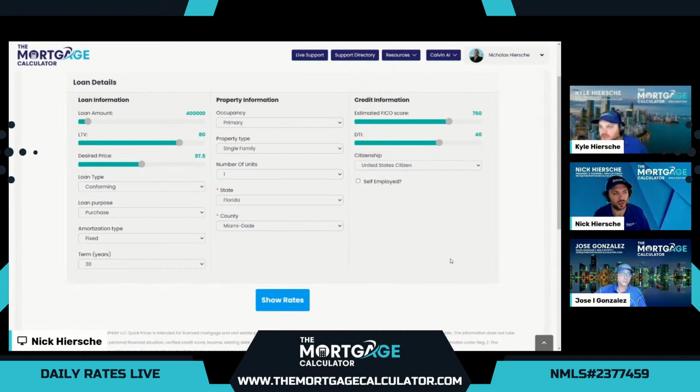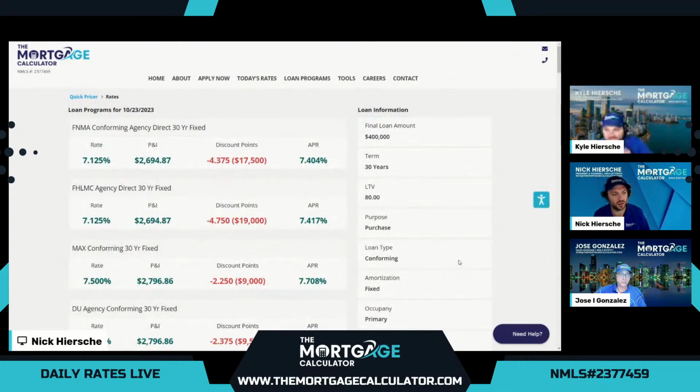So let's see what the conventional rates are this morning. I believe that's a touch lower than they were last week. But these options are a little bit too expensive. So a little bit misleading here. So a good APR option, 7.125, 4.375 discount points would probably not be reasonable unless we had some seller credits. But that puts the APR at 7.404.